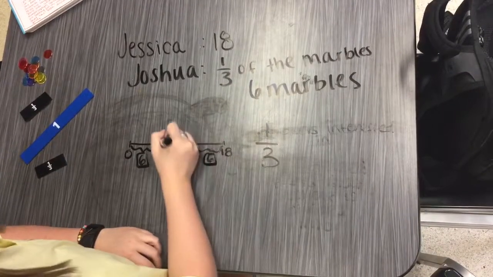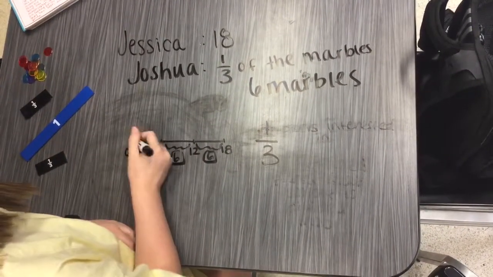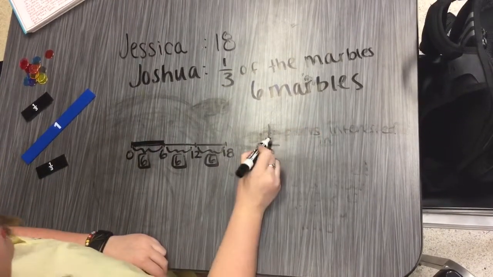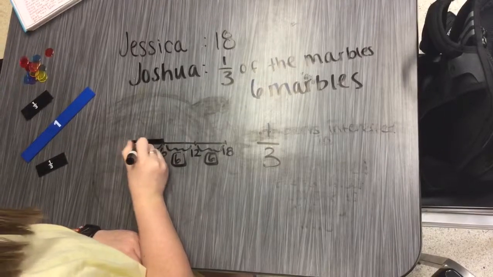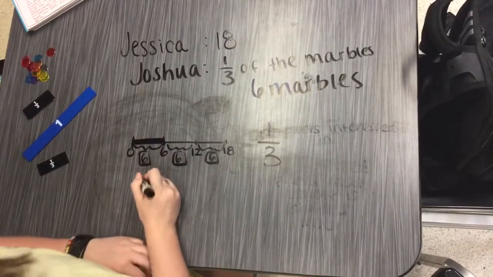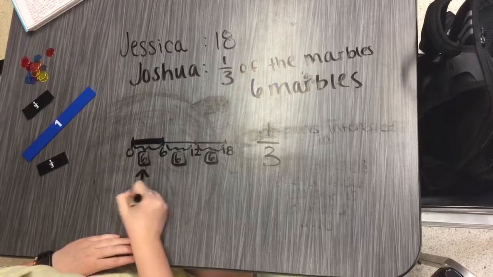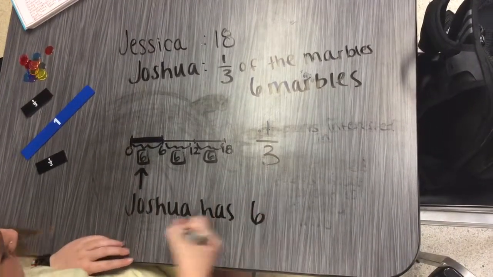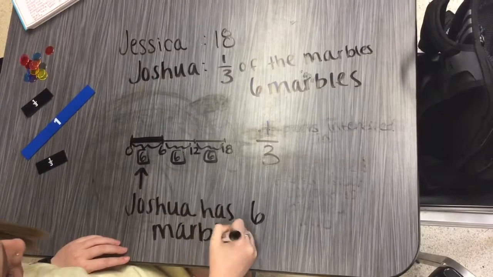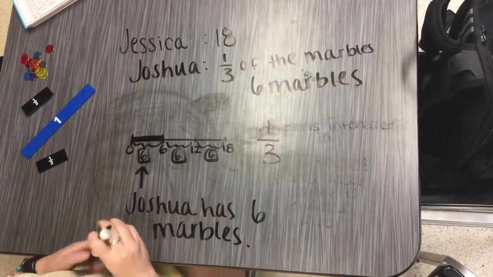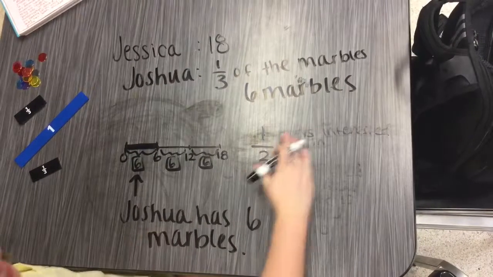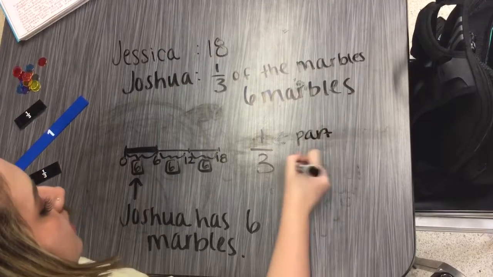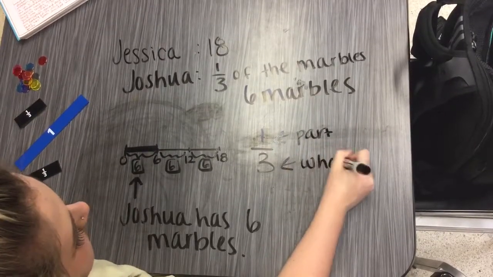If we're looking at one of our 3 parts, because remember 1 is the number of parts that we're interested in, we can say that Joshua has 6 marbles. A common misconception when you're working with fractions is that students are taught that this number is the part and this is the whole.